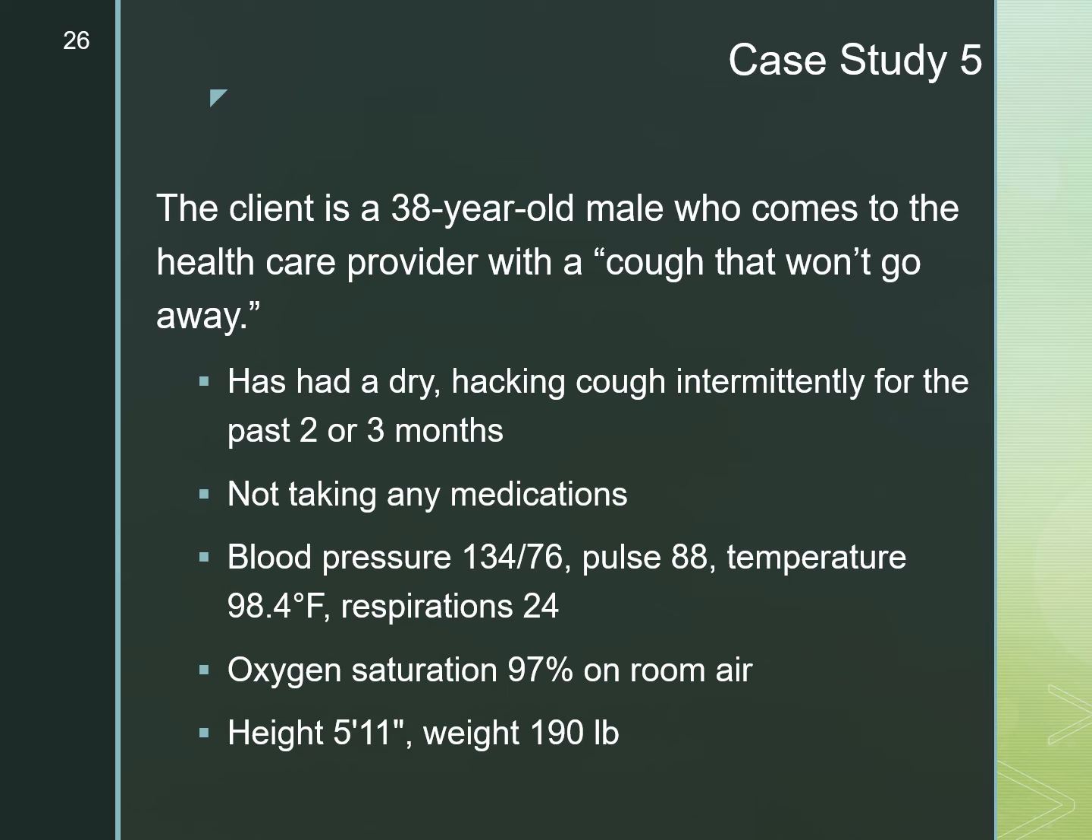So, what are some additional questions that you would ask to evaluate this client's cough? Well, what is the quality of the cough? How frequent is the cough? Is there anything that sets the cough off or anything that makes it better? Does he cough anything up? And if he does, what does it look like? How much is he coughing up? Any medications that he takes to help improve it?